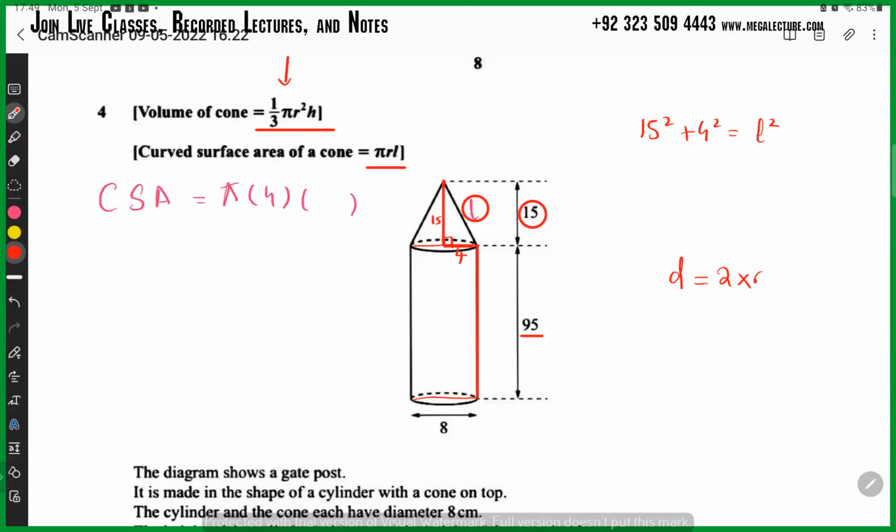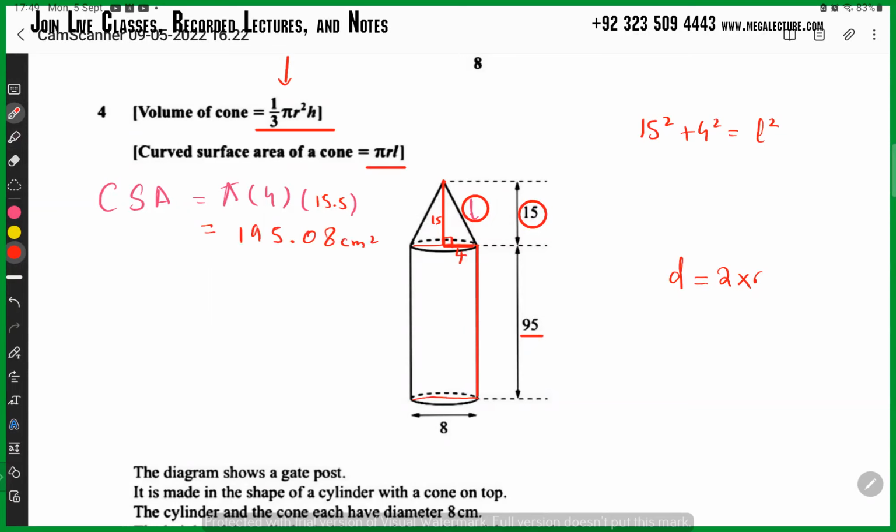And now just use your calculators and find the answer. So 15 squared plus 4 squared, and the square root of this thing is basically going to be 15.5, right? Yes, same answer. Very good. Well done. So what is the curved surface area in total? It's going to be 195.08 centimeter square for this cone only.